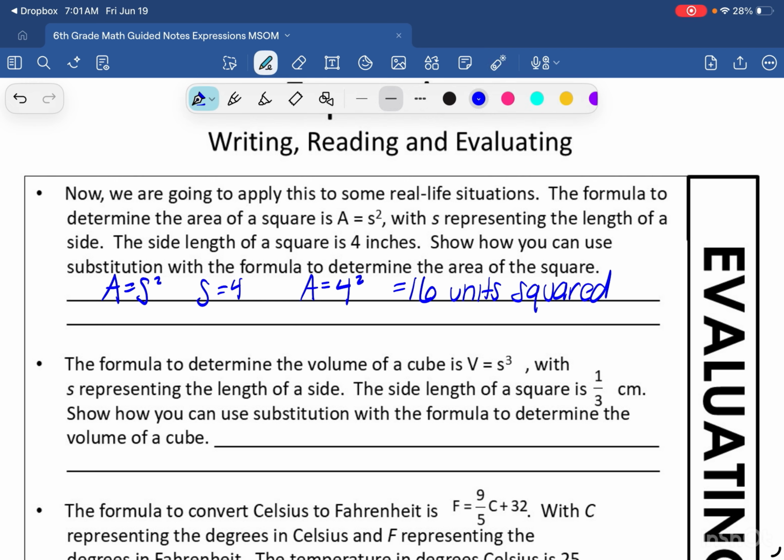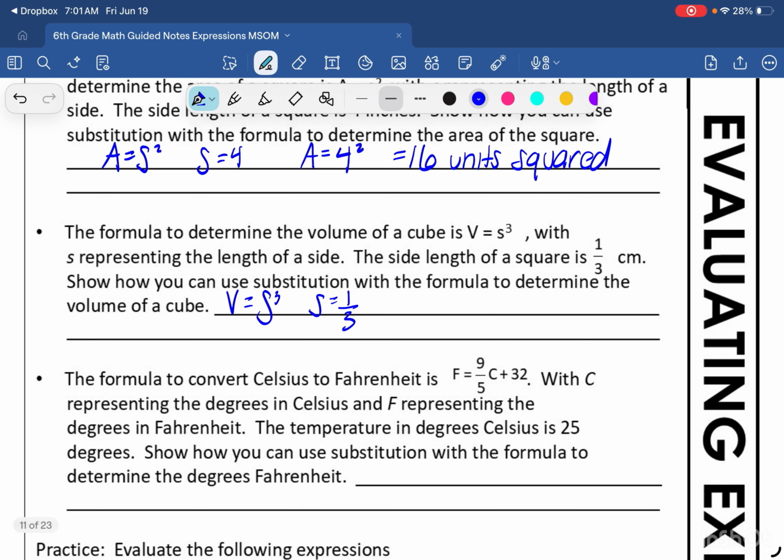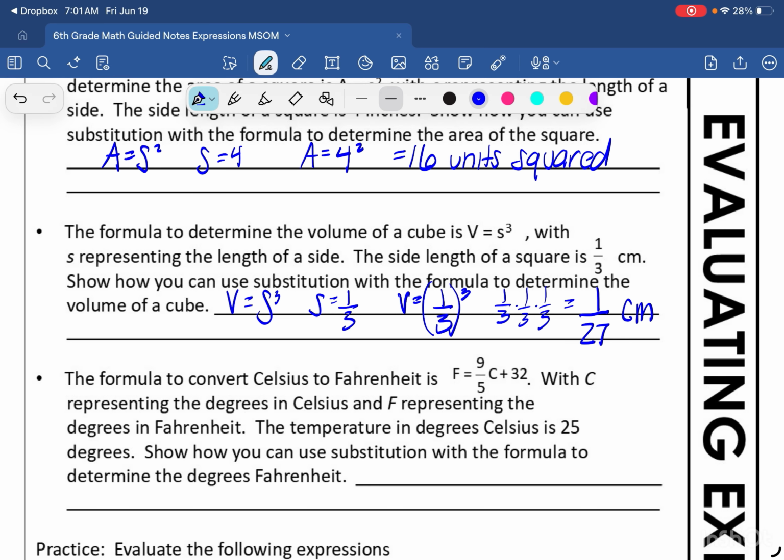So my formula is V equals S cubed. And I know in this case, S equals 1/3. So now substituting 1/3 in for S, I get V equals 1/3 cubed. 1/3 cubed is 1/3 times 1/3 times 1/3, which is going to give me 1 times 1 times 1, which is 1, and 3 times 3 times 3 is 27. So my volume is 1/27 centimeters cubed.